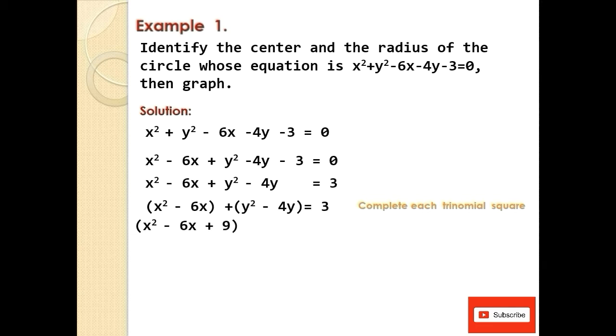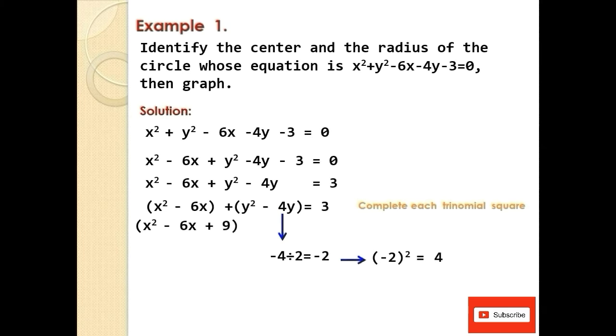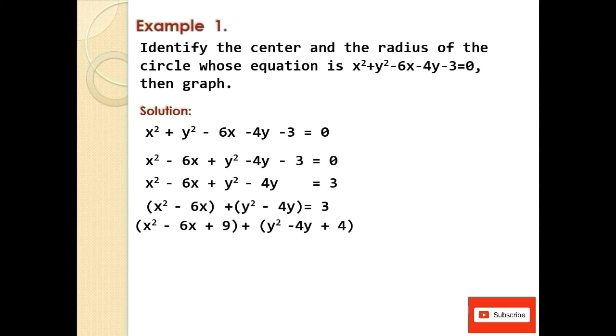We will do the same on the other quantity. So again, we take the value of the second term and then we divide it by 2. So negative 4 divided by 2 is equal to negative 2. Then we square it. Negative 2 squared is equal to positive 4. Therefore, we will add positive 4 to complete our second perfect square trinomial. Copy the constant.